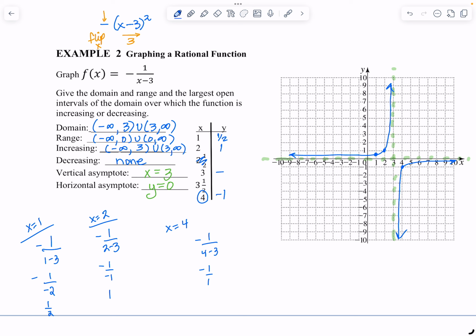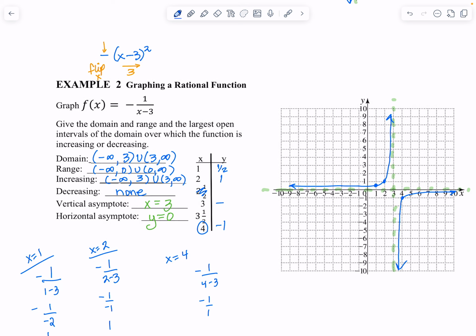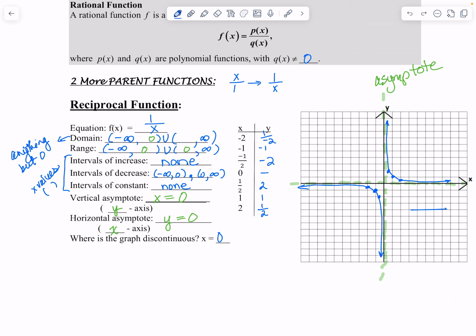So if you notice, we shifted this one to the right 3, and then notice it's flipped. So instead of being in the bottom portion on the left side of the y, it is now in the top portion. So we flipped it over the x-axis.